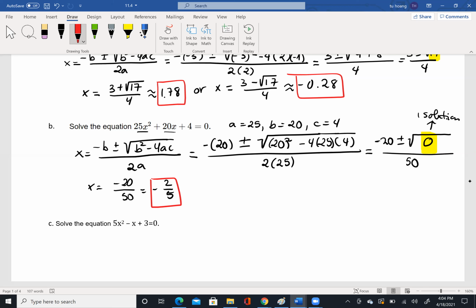Remember that the square root of 0 is going to be equal to 0.